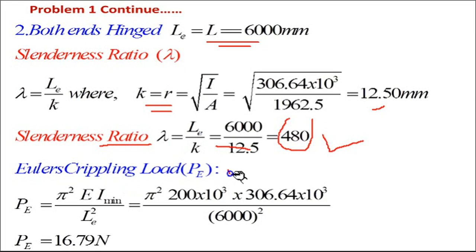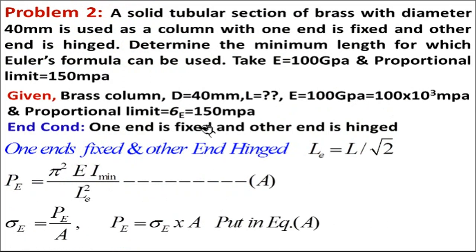Now it is not asked in the problem, but I have just calculated it out of interest: Euler's crippling load. To find Euler's crippling load, you can use the formula pi square EI minimum upon L square. So here all terms are known. By putting the values, you will get Euler's load as 16.79 Newton.